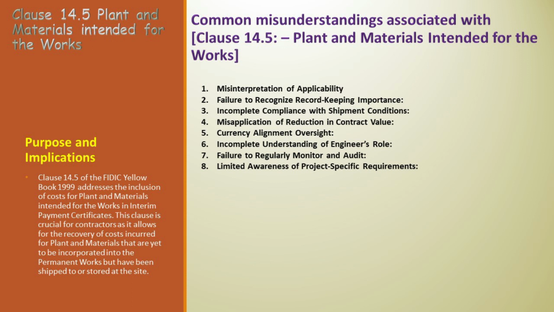3. Incomplete compliance with shipment conditions. Misunderstanding, failing to fully comply with shipment documentation requirements. Clarification, complete compliance, including shipment evidence and bank guarantees, is essential. 4. Misapplication of reduction in contract value. Misunderstanding, incorrect reduction application in contract value. Clarification, the reduction aims to prevent double counting and must align with the contract.